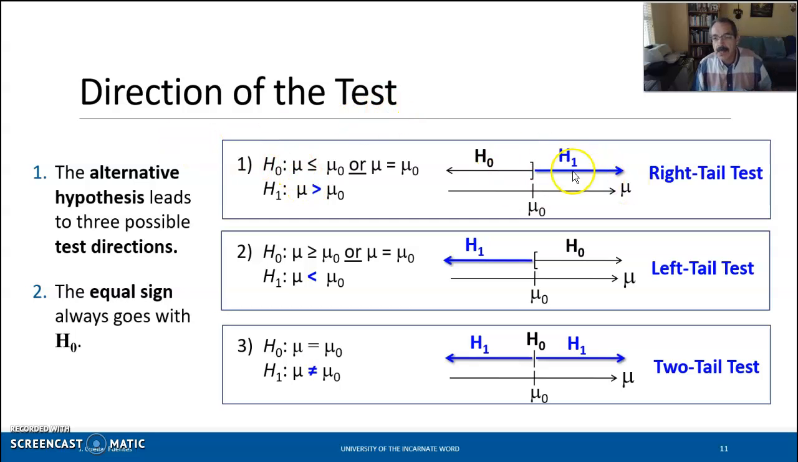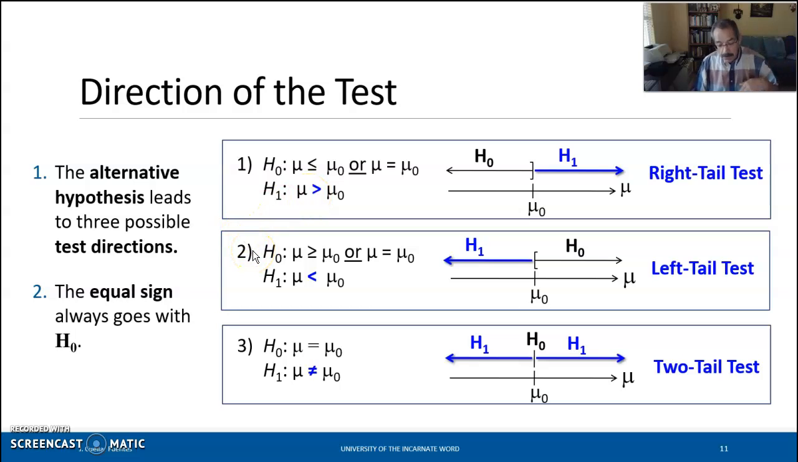If you look at this diagram on the right, any value of the mean larger than mu sub 0 will support the alternative hypothesis, because the values on the right of the proposed value support the alternative hypothesis. We call this the right-tailed test or a right-sided test. One hint to remind you of this: you can see the direction the inequality sign is pointing to. This inequality sign is pointing to the right, so that's a right-tailed test. Again, this is just to remind you.